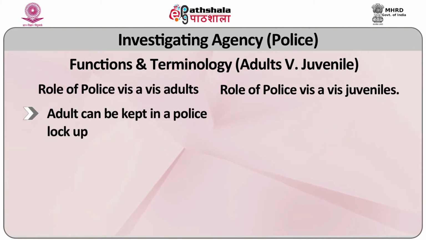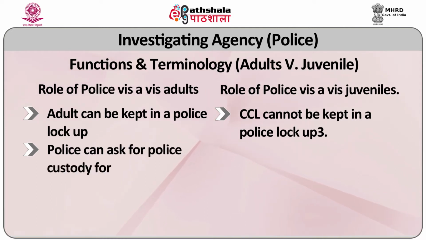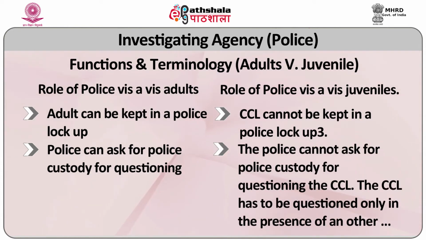In the adult system, the adult can be kept in a police lockup, whereas in a JJ system, the CCL cannot be kept in a police lockup. In the adult system, the police can ask for police custody for questioning, whereas in a JJ system, the concept of police custody does not exist.